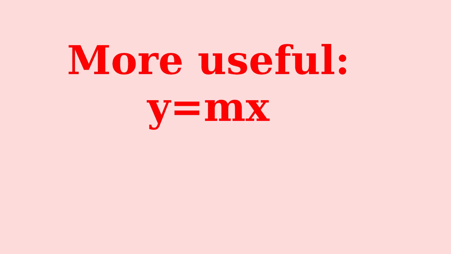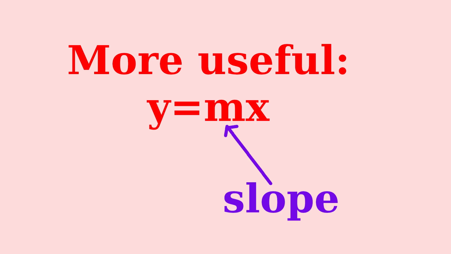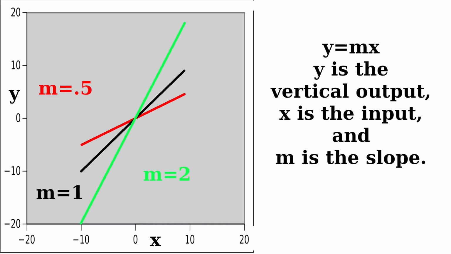A more useful function is y equals mx, where x is the input or independent variable, y is the output or dependent variable, and m is the slope. Again, f of x equals mx is often also used. In this simple form, y, or f of x, equals 0 when x equals 0, so the line passes through the point 0, 0. Here, m, the slope of the line, equals y divided by x. Like I said, if you only want one piece of mathematics, y equals mx is it.